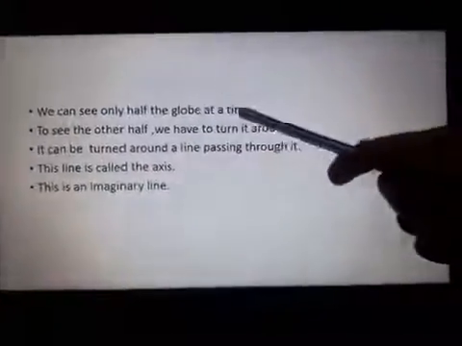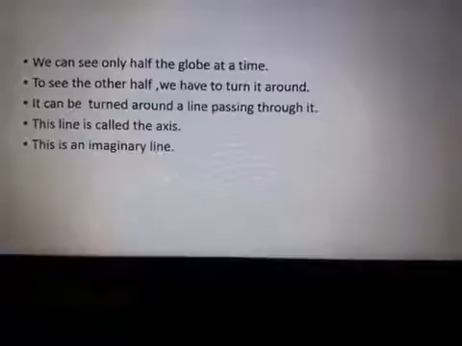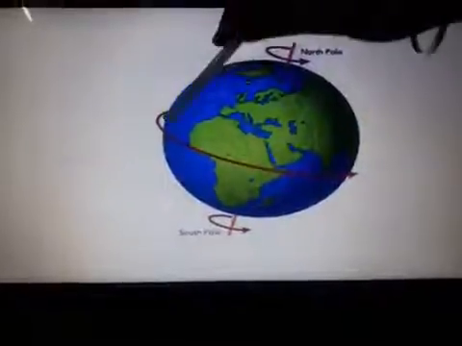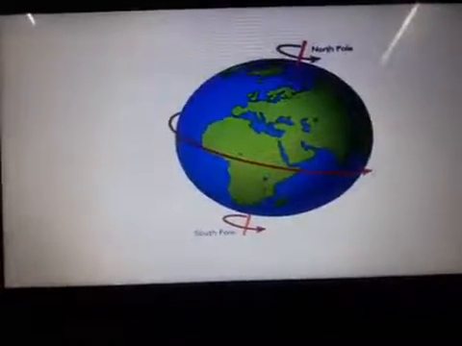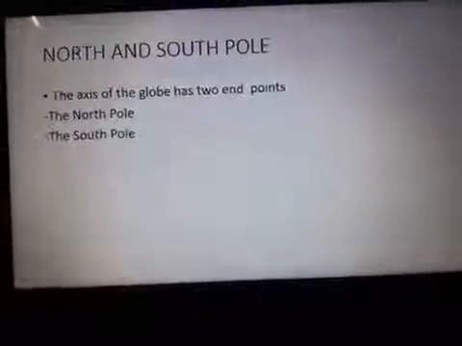We can see half of the globe at a time. We can just look at the front portion. To see the other half, we will have to turn it around. We will have to rotate it. It can be turned around the line passing through it. This line is called the axis and this is an imaginary line. This is the axis through which we will rotate it, we will revolve it.